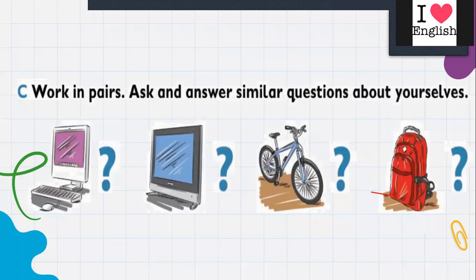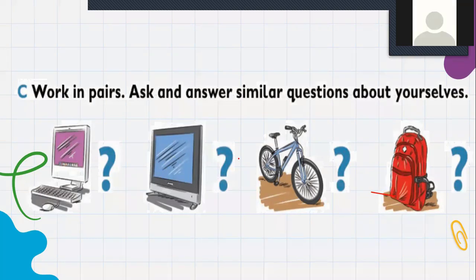Now I want you to ask each other about the things here. Who's going to ask the other student? Aisha and Fatima, start. Have you got a computer? Have you got a television? Have you got a bicycle? Have you got a bag? She will answer your question. If she has, she will say, yes, I have. If she hasn't, she will say, no, I haven't got, for example, a bicycle. Very good.